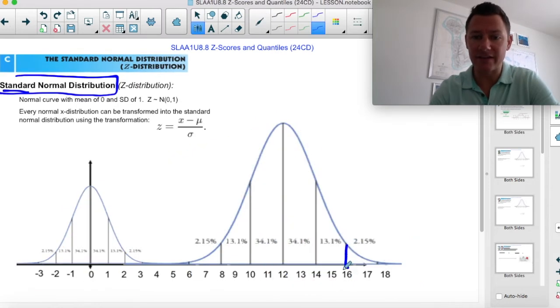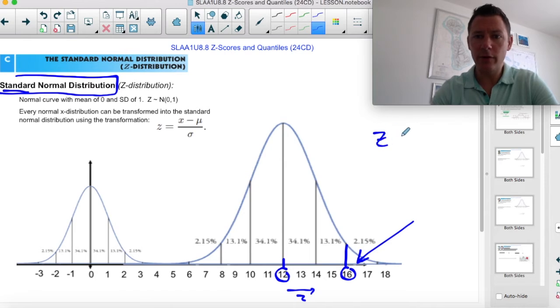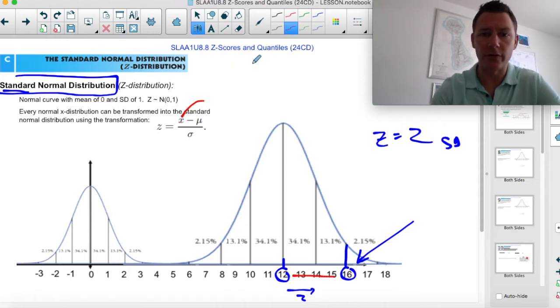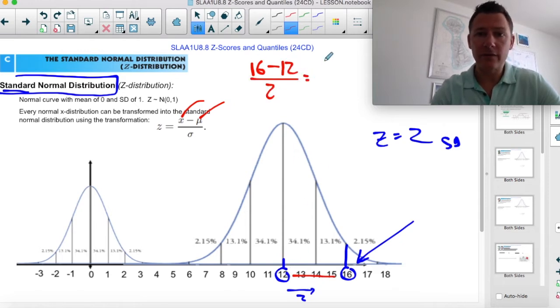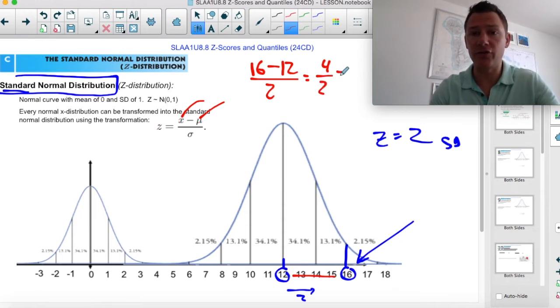If your score was a 16 and the mean was 12, in this case, a standard deviation, it looks like, is 2. So your 16 would have a z-score of 2 standard deviations. It's because your score, 16, minus the mean, 12, that's 4 points, divided by 2 points per standard deviation, gives me 2 standard deviations away, which makes sense. Here's 1 standard deviation, there's 2 standard deviations.